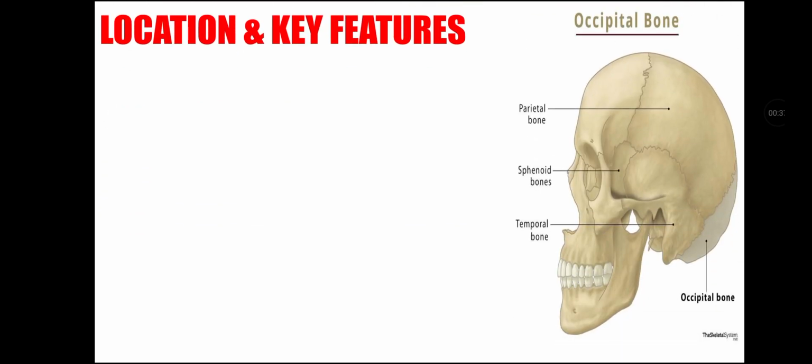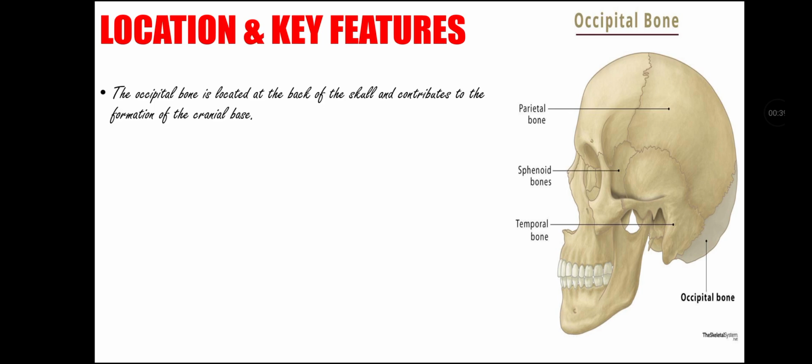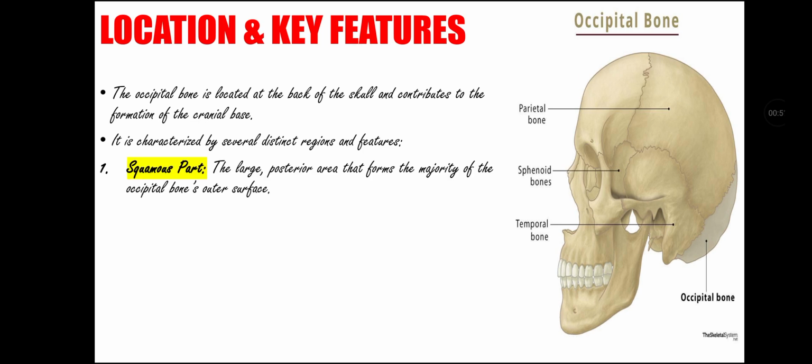Now let's talk about location and key features of occipital bone. Occipital bone is located at the back of skull and contributes to the formation of cranial base. It is characterized by several regions and features, and these include squamous part, that is a large posterior area that forms the majority of the occipital bone outer surface.